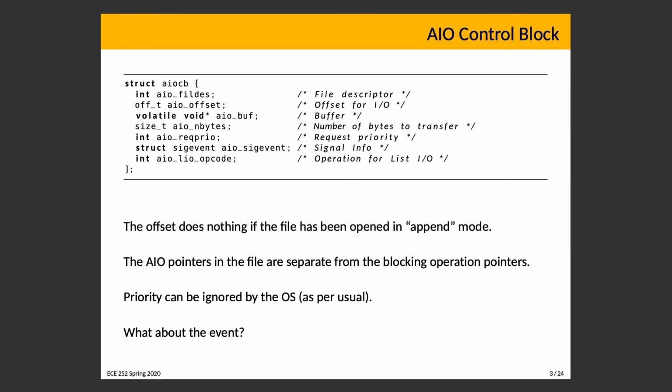So the priority is a suggestion. The operating system could ignore it. We'll just say leave it as 0 for our purposes.